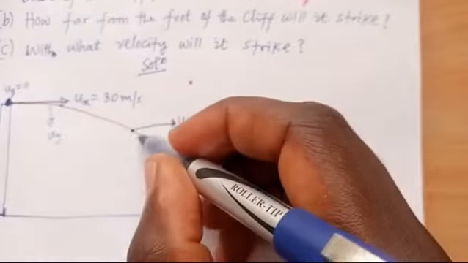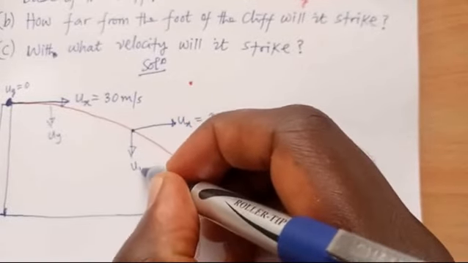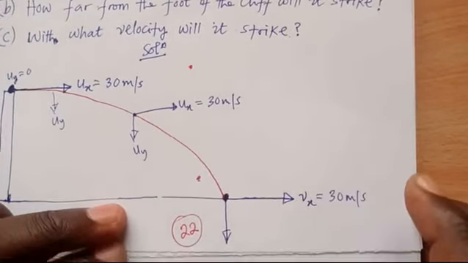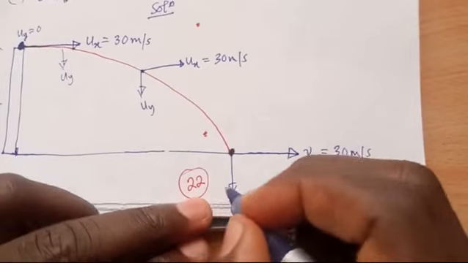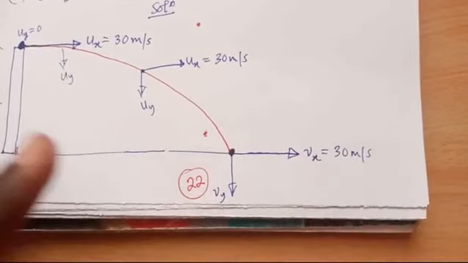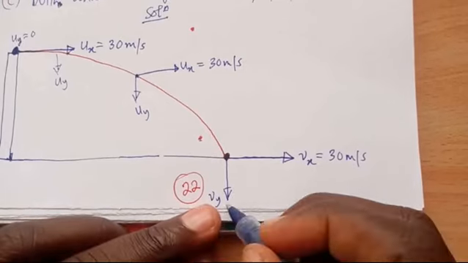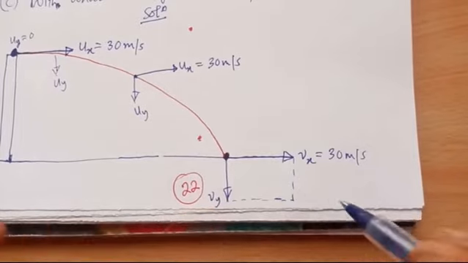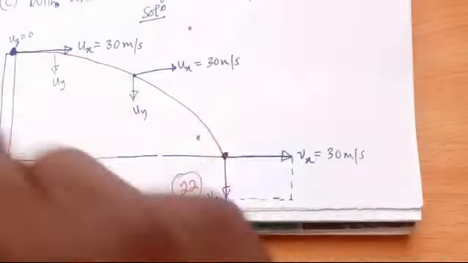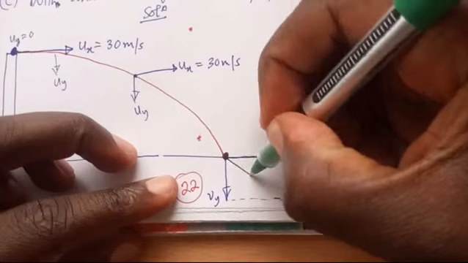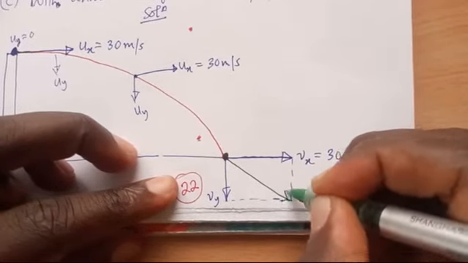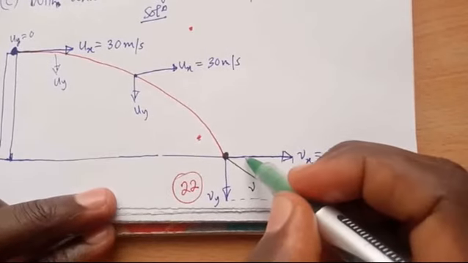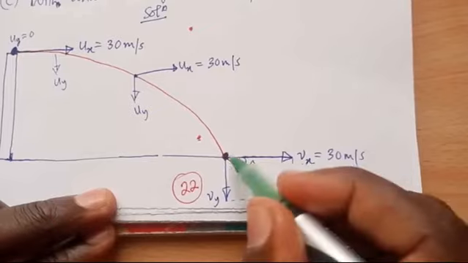U sub y is downward here, and at this point you have the maximum u sub y because it will be increasing. So this is V sub y, the final V sub y, and you can get the resultant of the two velocities here. You can get the resultant of the two velocities drawn like this. This is the resultant of the two velocities, and we can call it just V, and this resultant makes angle theta with the horizontal.